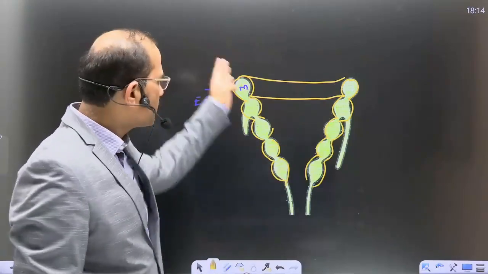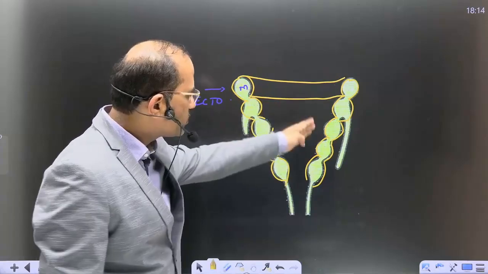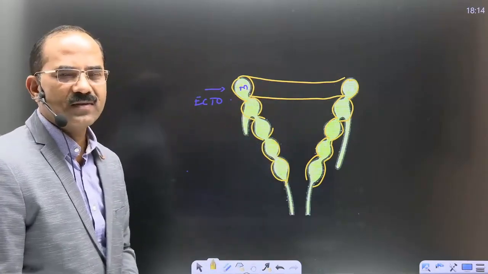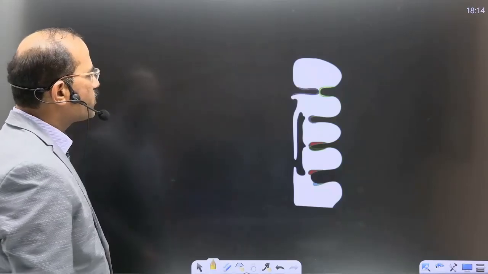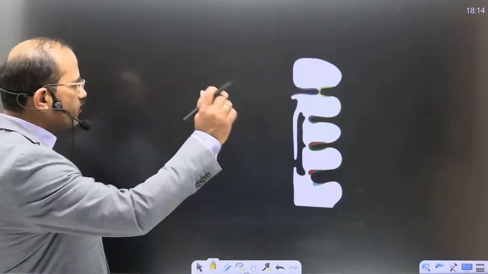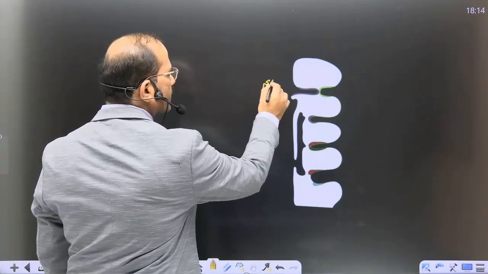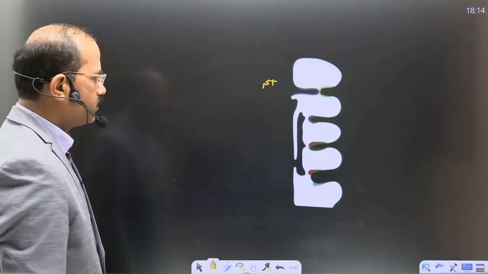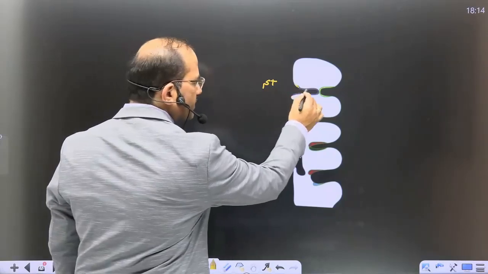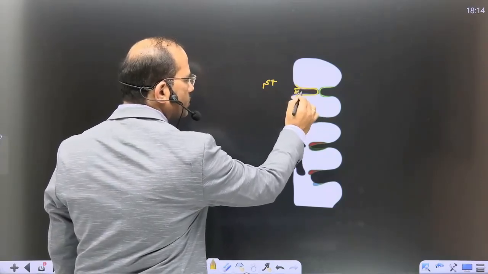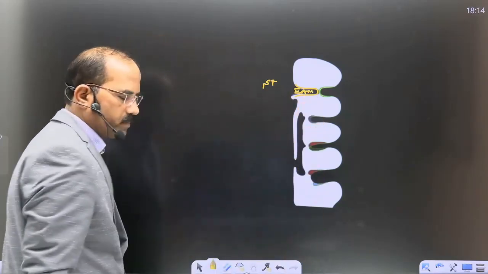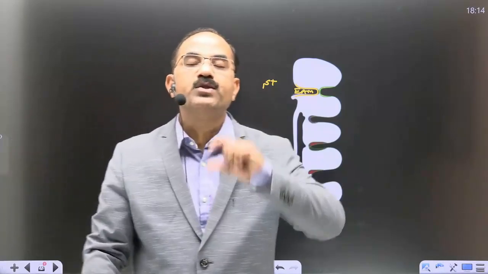So students, now let us understand the fate. What happens to these ectodermal clefts? What happens to these endodermal pouches? So now understand what happens to the ectodermal cleft. The first ectodermal cleft forms what? This is the external acoustic meatus. So the first ectodermal cleft invaginates inside, and that forms the external acoustic meatus.